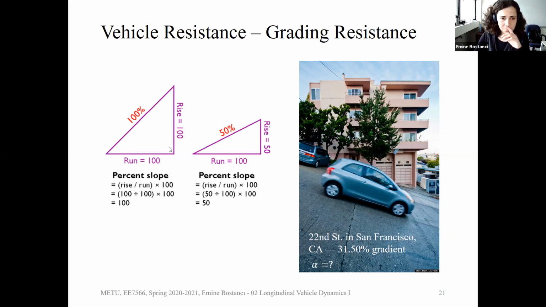So for example, if this is the case, it's 100% slope. If you rise 50 meters going straight for 100 meters, then it is a 50% slope. It means that if it is a 100% slope, the angle is going to be 45 degrees, and for a 50% slope, the angle is going to be less than 45 degrees. This is how the slope is defined.